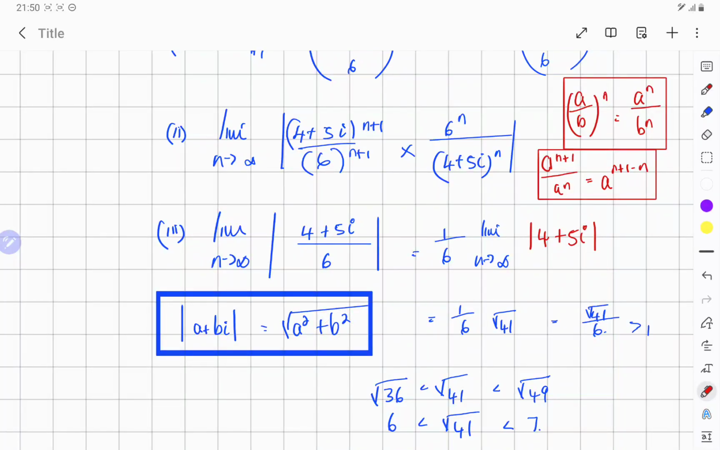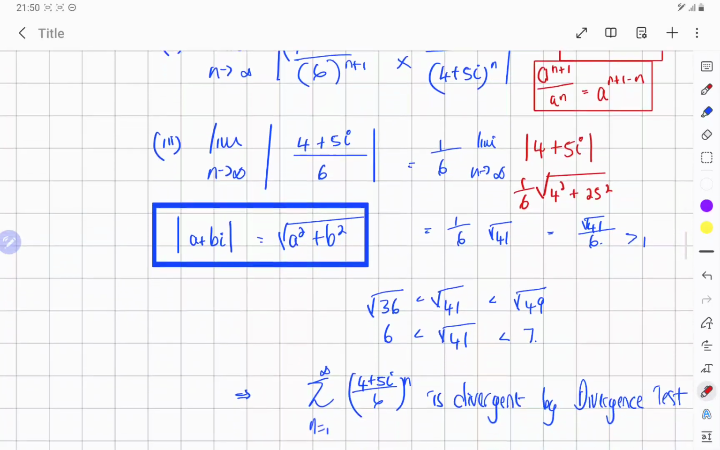So what did I do in this question? In my next step, I will have the square root of 4 squared plus 5 squared times 1 over 6, since that term is independent of n. So I will get square root 41 over 6.